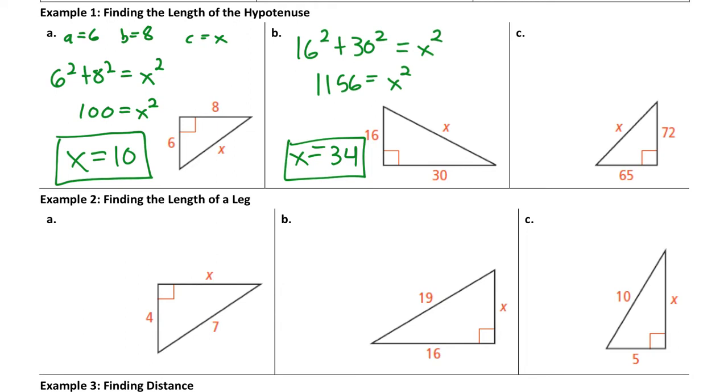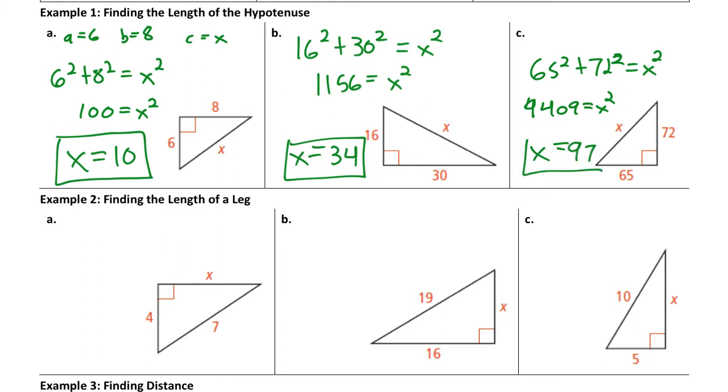For part C, finding the length of this hypotenuse, we would take 65 squared plus 72 squared equals x squared. So 65 squared plus 72 squared is 9409 equals our hypotenuse squared. I take the square root of 9409, and that is 97. So all of these happen to be just nice numbers, easy to find, just meant for us to understand the formula. The legs squared and added together are equal to the hypotenuse squared. Okay, so that's finding the hypotenuse.